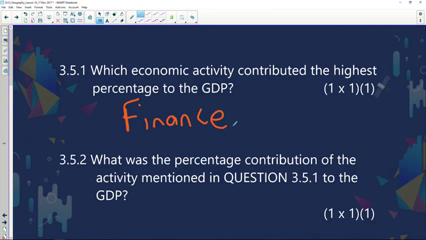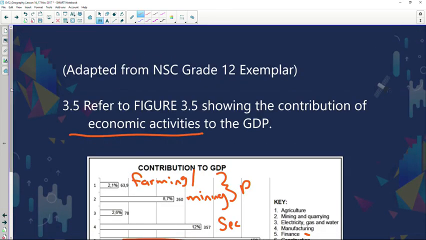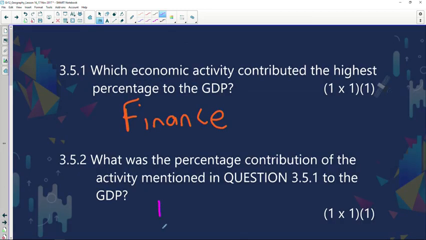What was the percentage contribution to the activity mentioned in question 3.5.1? Now that information we will get from the graph as well. As you can see, where do I get this information from? There you go, the percentage, 19%. So the correct answer over there is 19%.